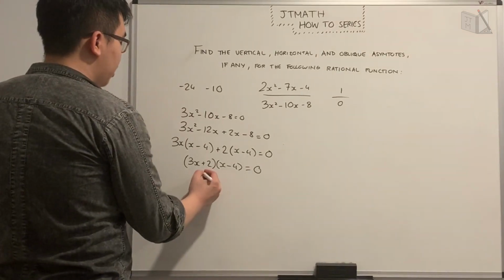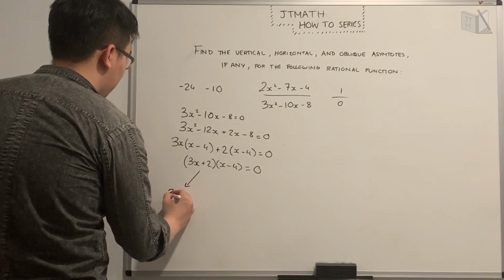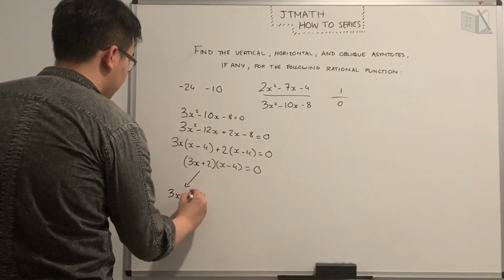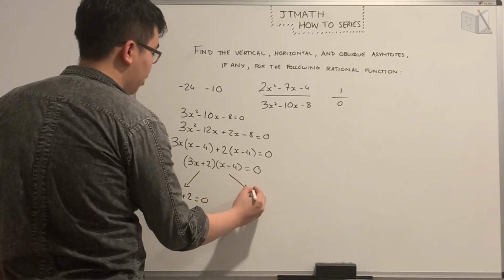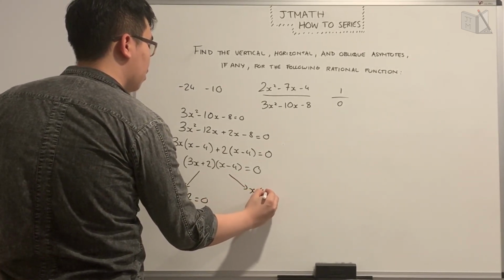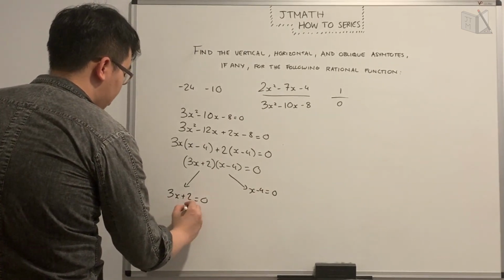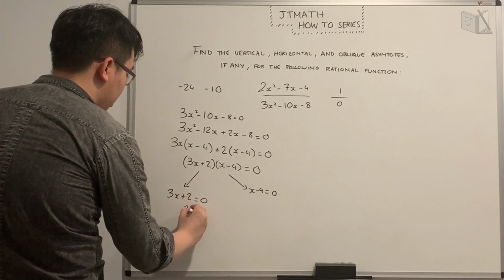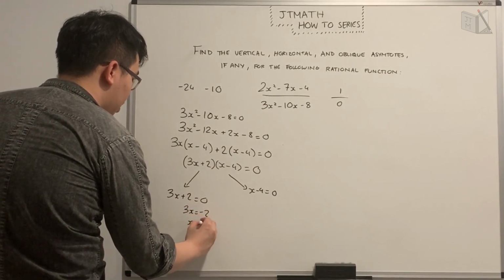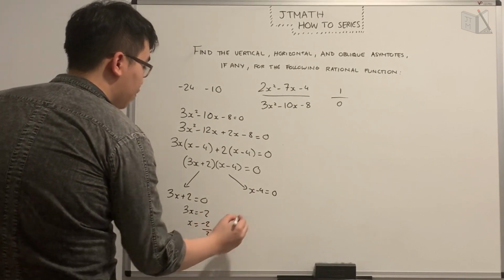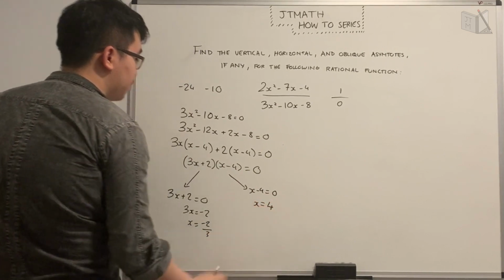At this point we can use the zero product rule, meaning that either of these factors has to be equal to 0 for the entire equation to be equal to 0. So either 3x plus 2 is 0 or x minus 4 is 0. Then you want to solve each of these separately. For this one it's going to be 3x equals minus 2, therefore x is minus 2 over 3. Over here we move the minus 4 to the right side, so we have x equals 4.